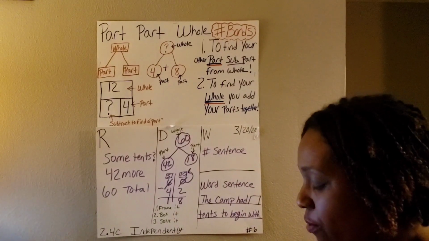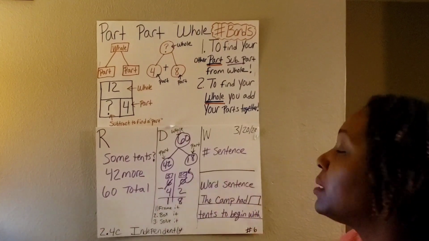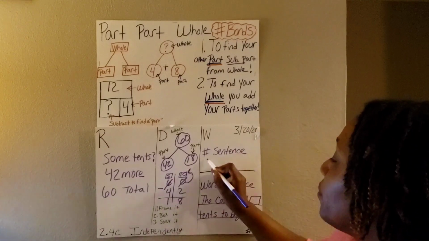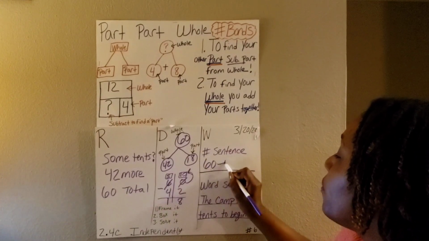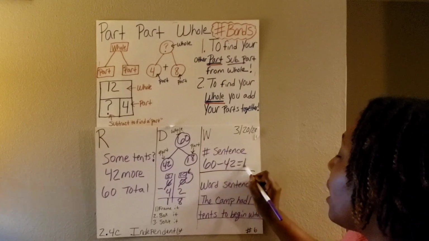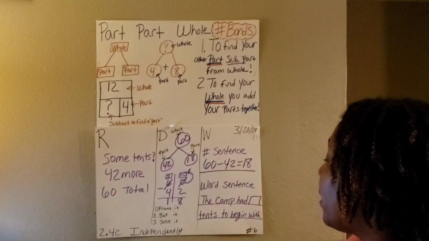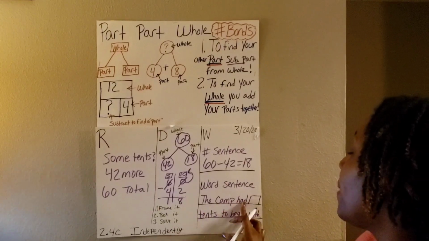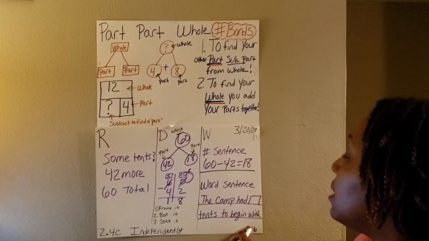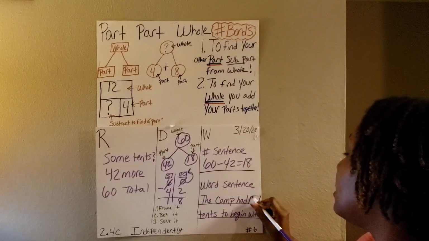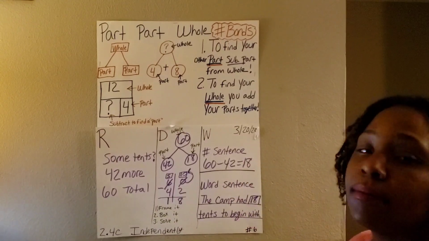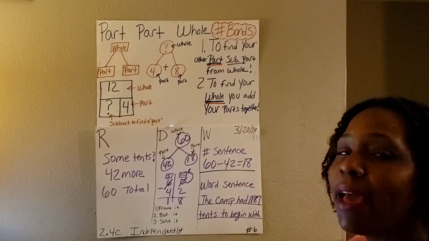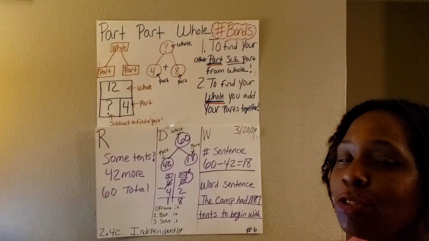All right. So we're going to move on to this written portion, your number sentence. How would I write this out? So if you chose to do 60 minus 42 and 18, then you're absolutely correct. Word sentence: the camp had blank tenths to begin with. How many did they have to begin with? They had 18. Plug that in. See, that's not so bad. Word problems are not so bad once you break them down.